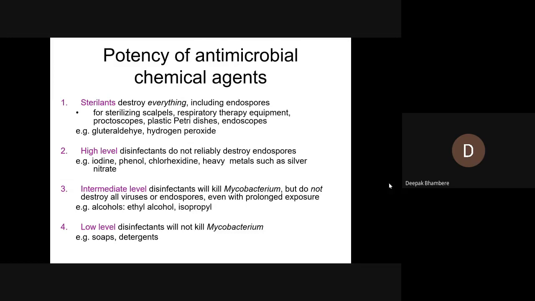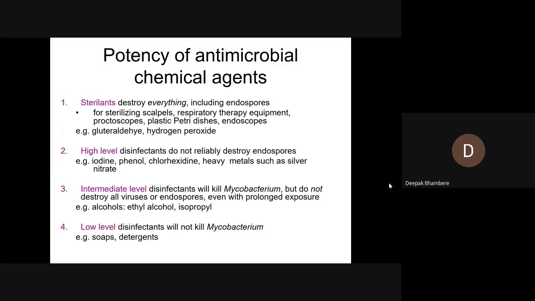So the first one is sterilants. These are the agents which are used to destroy the vegetative cells along with some of the endospores. They also have the ability to kill mycobacteria. So they can be used for sterilization of scalpels, respiratory therapy equipment, proctoscopes, plastic petri dishes, endoscopes, etc. Common examples are glutaraldehyde and hydrogen peroxide.